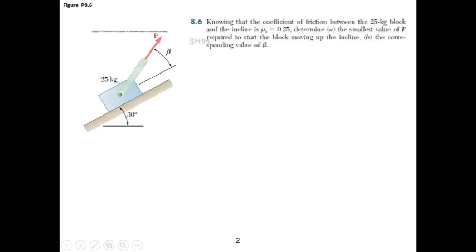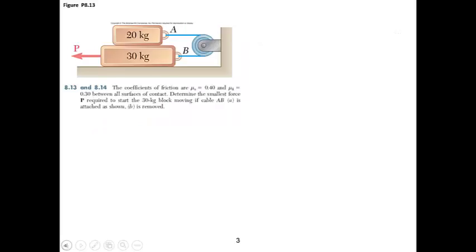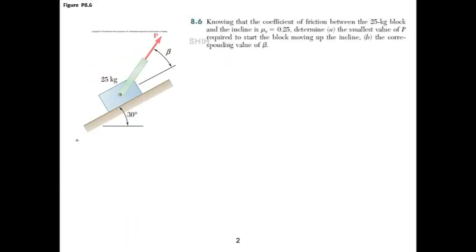So let's use this particular example, 8.6, to introduce two important concepts or definitions. The first one is called the angle of friction. The angle of friction is defined as tangent of theta equal to the static friction coefficient.